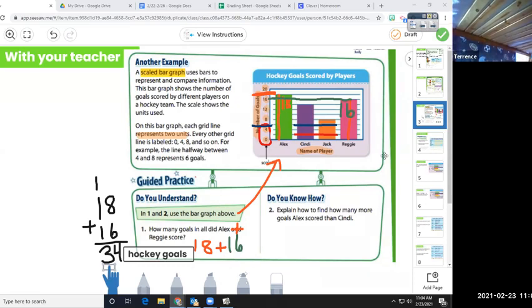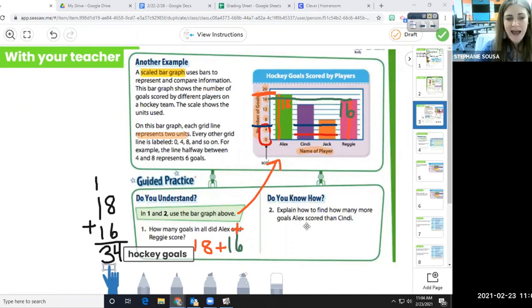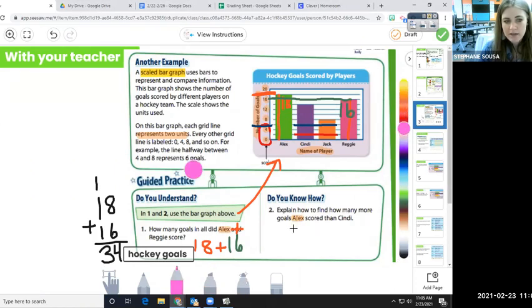Okay. Number 2, explain how to find how many more goals Alex scored than Cindy. Okay, how many more did Alex score than Cindy? Now, guys, we're going to work smarter, not harder. We already know about Alex from this problem. Alex scored 18. So I'm going to take my pen and write 18 over there by Alex because I don't have to count him again. Alex got 18. Before we can tell how many more Alex got, we have to know how many Cindy got.